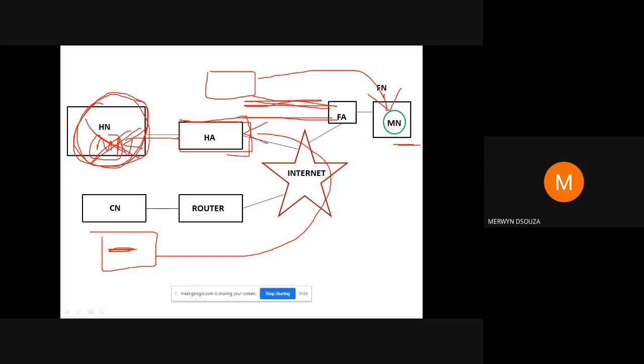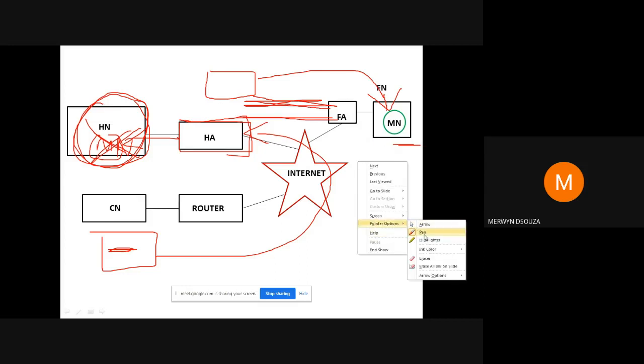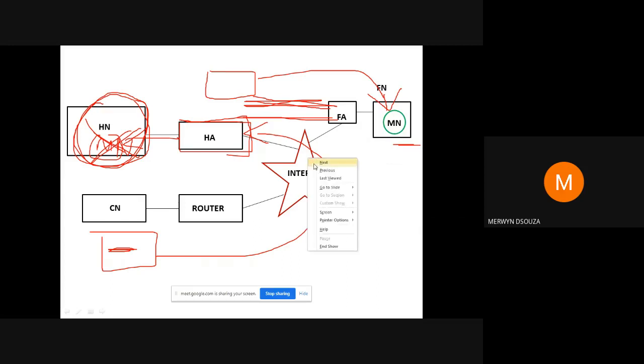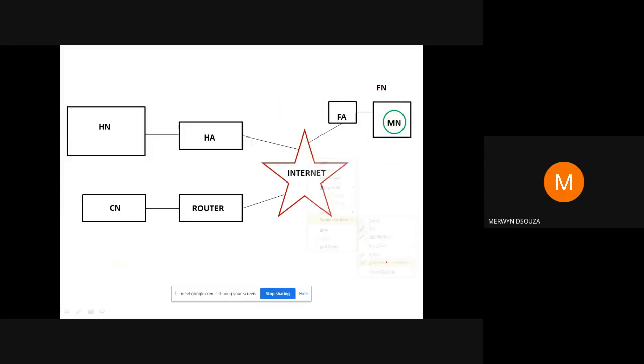So this entire process is known as packet delivery in mobile IP. So this is how, although your MN can keep moving across the entire world, as long as it stays connected to the internet, it will get its data.